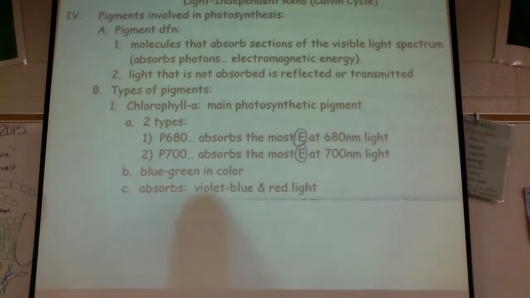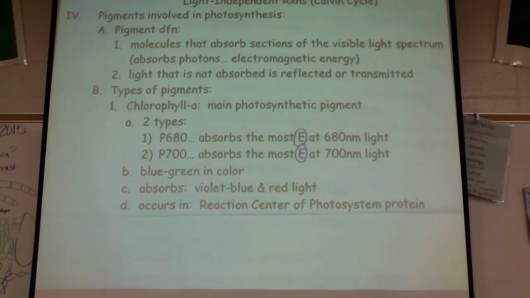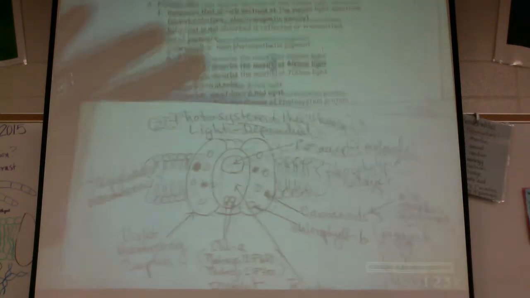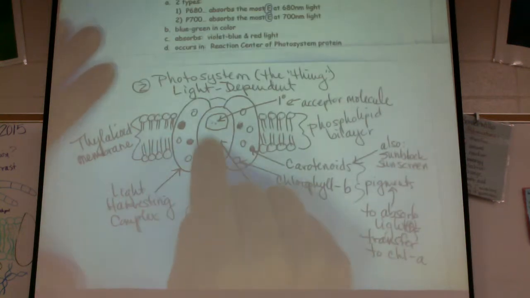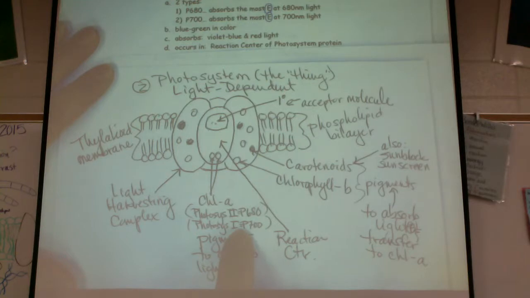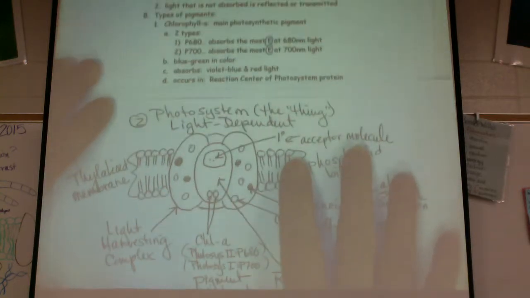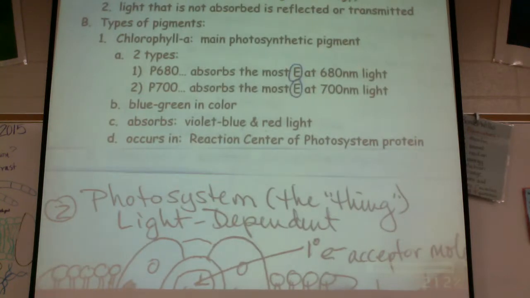They absorb this red and purple, so this is why if you want to have a grow light, you're going to get blues and reds, okay? And they're the ones that are in that reaction center of the photosystems. So remember when I had you do this for the warm-up? This is the reaction center here in the middle. So this is where you're going to get the chlorophyll A P680 and the chlorophyll A P700. Okay?